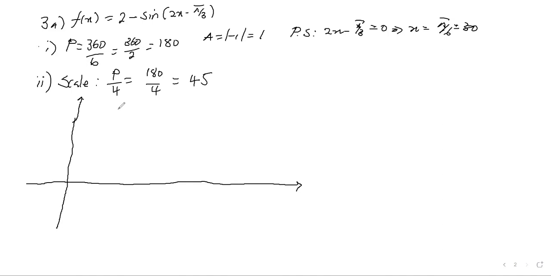Okay. Then we go to the phase shift. We have found 30 as the phase shift. So we write 30 here and start adding the scale. So 30 plus 45, we get 75.